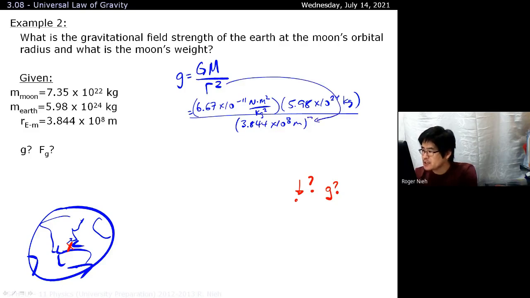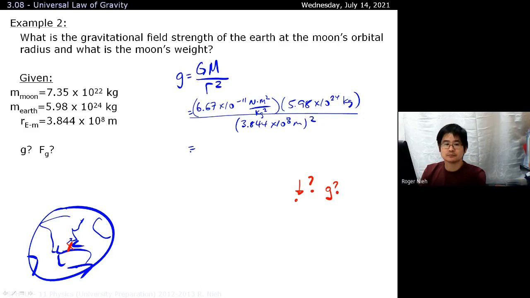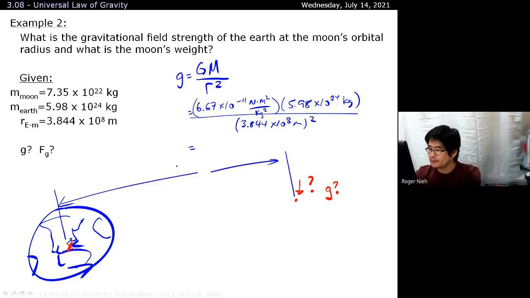I think that's the most common mistake people make. They forget to square the denominator. All right, so work through it, and you should expect a relatively small number. 3.844 times 10 to the 8 is the radius between here all the way up to where the question mark is. This is your radius between the Earth and the moon.